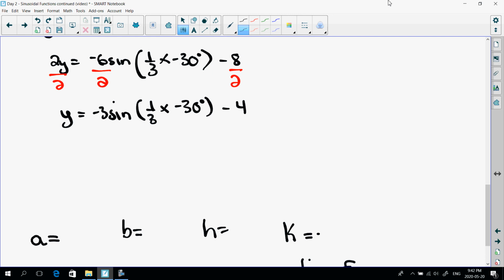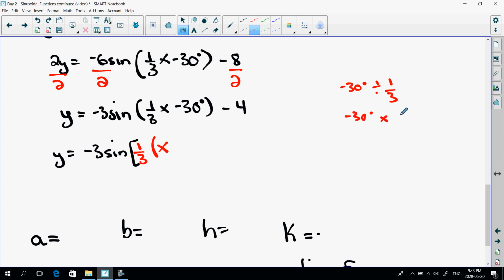The answer is no. What can I do to this? If you said factor out a 1/3, you are correct. So I'll factor out a 1/3. This 1/3 will come out, and you open a bracket. Think about this, pretty easy. What's 1/3 x divided by 1/3? Well, it leaves x. However, what's -30 degrees divided by 1/3? Well, that becomes -30 degrees times 3/1, which gives you -90 degrees. So this -30 would actually change to a -90. Close the bracket twice, minus 4. So there is my equation.